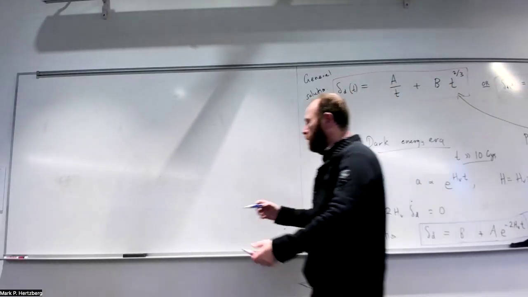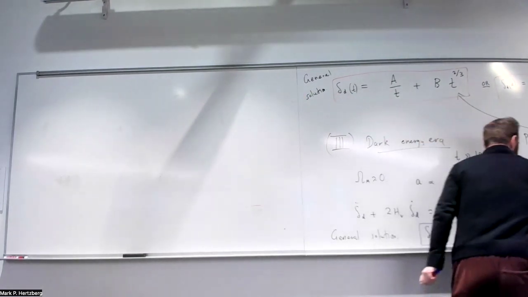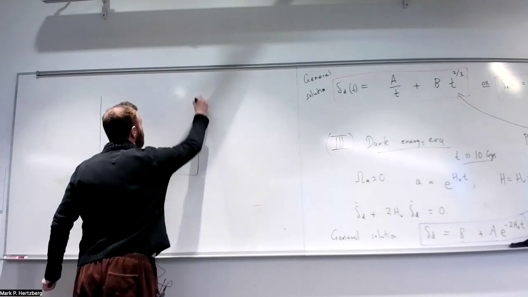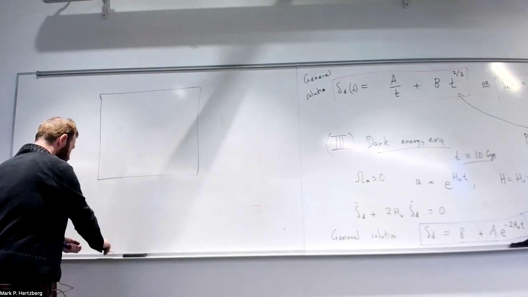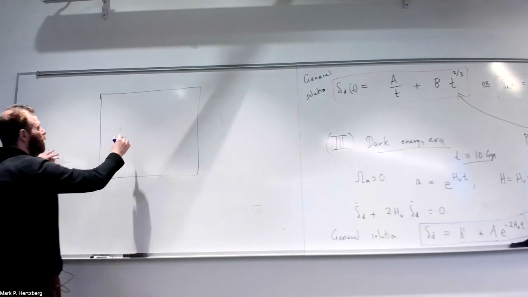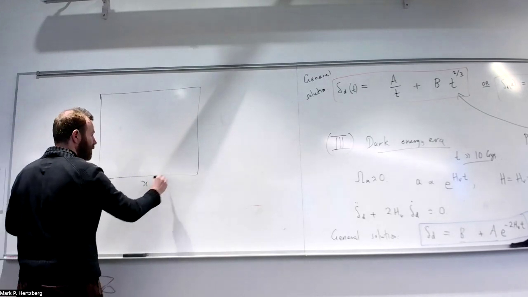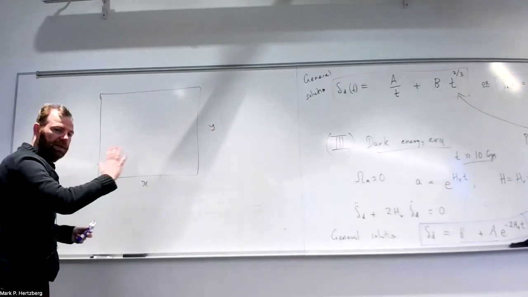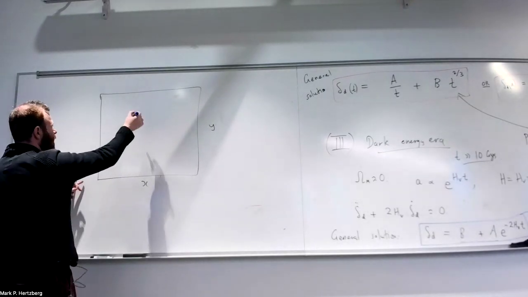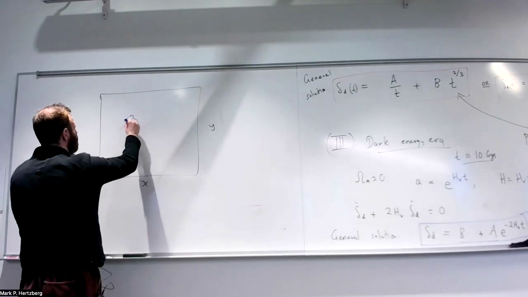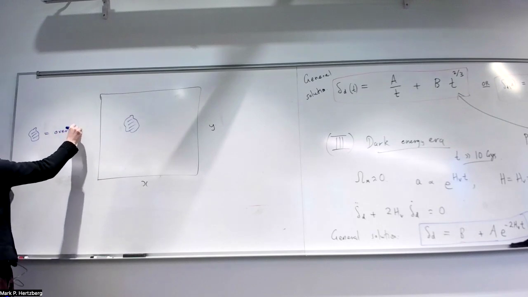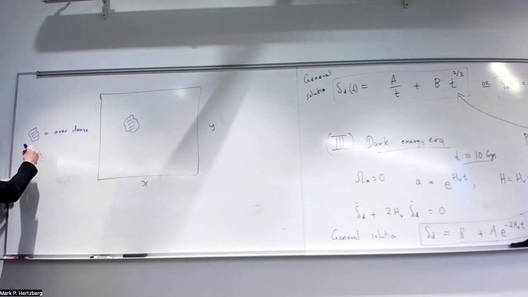If I draw a 2D image of this thing, I'm not going to use red and blue the same as over there. Let's say at an initial moment, this is X, this is Y, a 2D slice of the universe. Let's say initially there are some regions, I'll indicate them in blue, where blue means overdense. Okay, and now red will mean underdense.